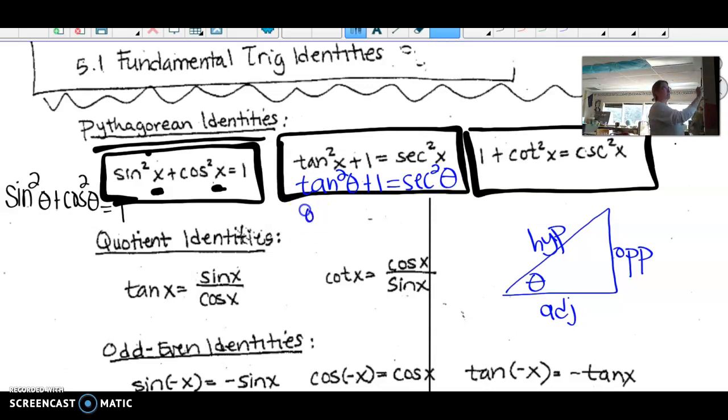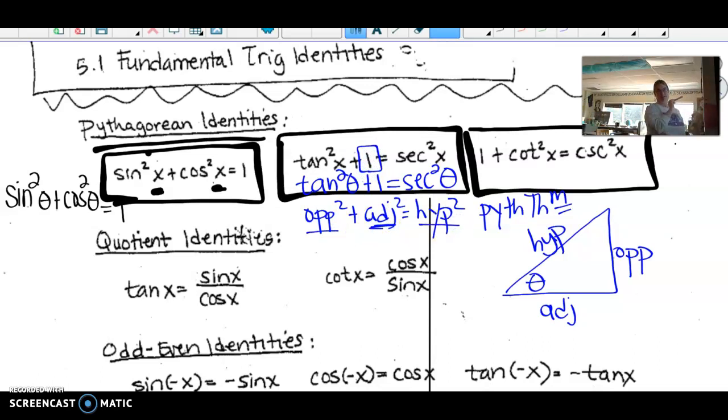Okay, so we would start with opposite squared plus adjacent squared equals hypotenuse squared. That's by the Pythagorean theorem. I'm not doing a very formal proof here. I'm just doing a quick proof. And so now we need to get this to be a 1 right here. So think about what you would have to divide all 3 terms by. Go ahead and do that division. It would be divide each side by adjacent squared, simplify it, and you should come up with that identity.